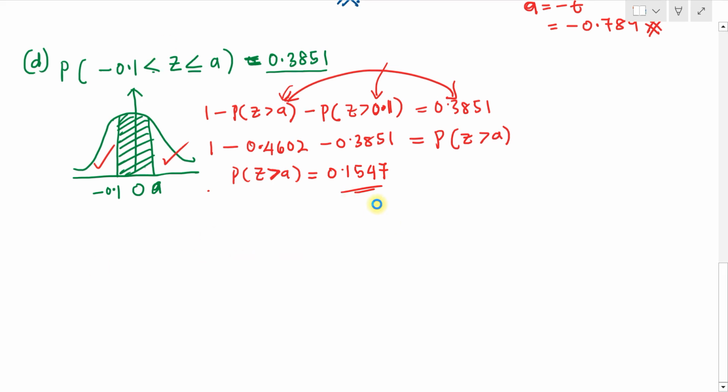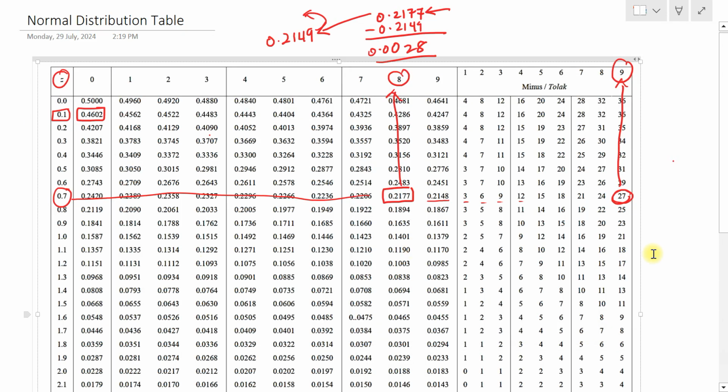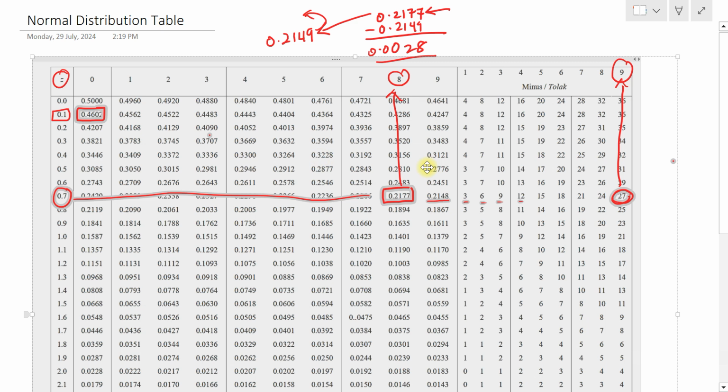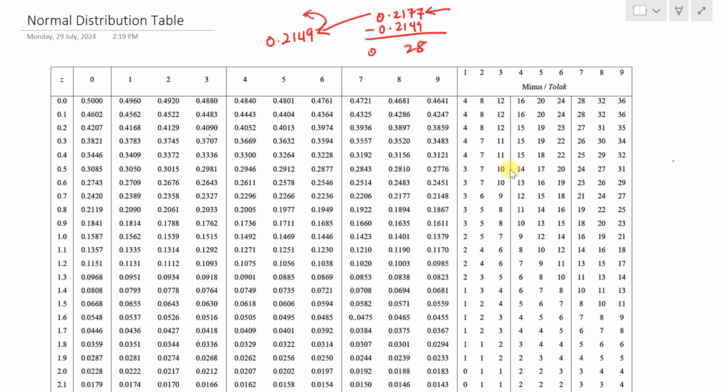Closest to this, you need to find something bigger, bigger than minus lah. 0.1547. Okay, I cleared the table. 0.1547 is what we want to find, correct not? So, ingat kita cari Z score. Okay, 0.1547. We got 39 and 62. So, 62 is the bigger lah. Jadi, kita ambil yang ni.